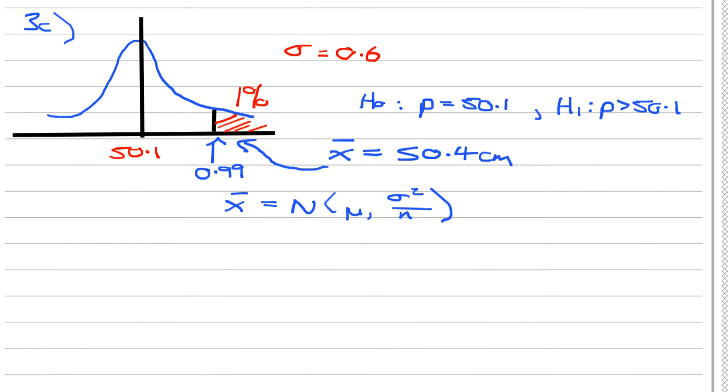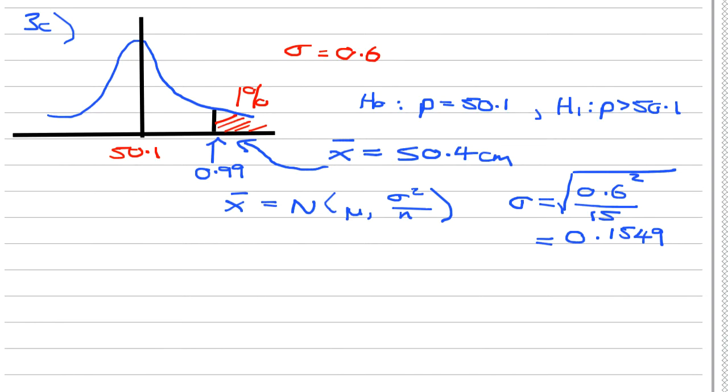So 50.1 is going to be our mean. But for a sample mean, we've got to work out what this value sigma squared over n is and square root it. And that's going to be our sigma. So sigma is going to be, we've got 0.6 squared over 15, but then we need to square root that, and that's the value we're going to use on our calculator. So the sigma that we're going to use for the sample mean is 0.1549.